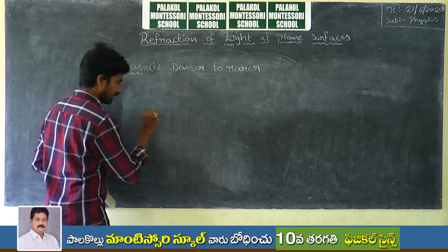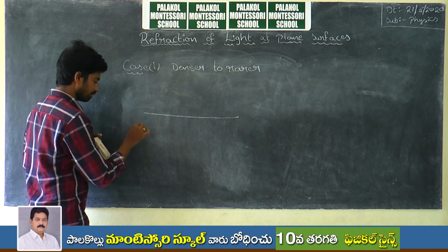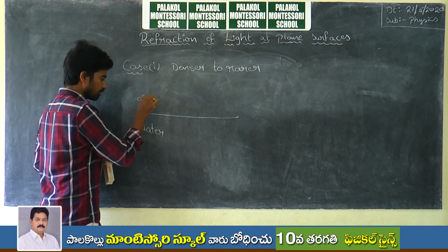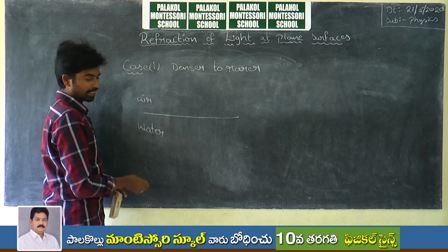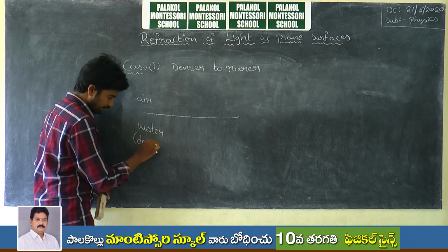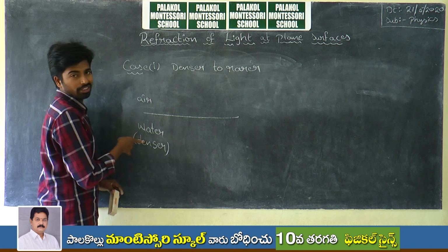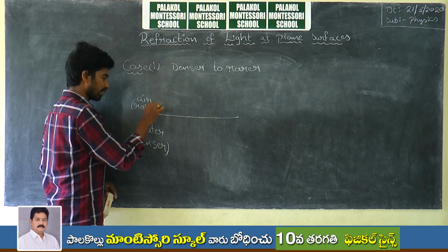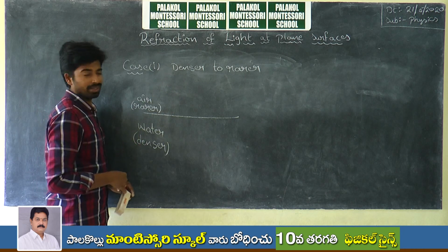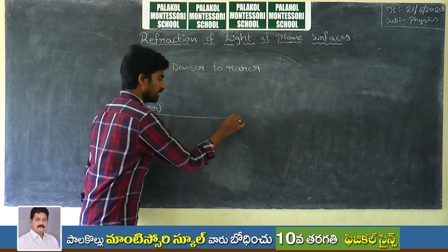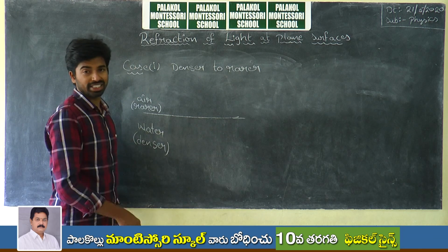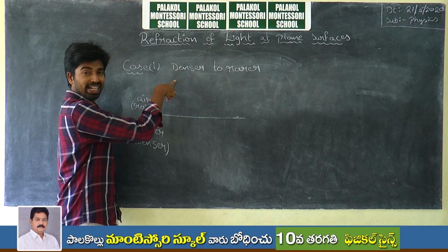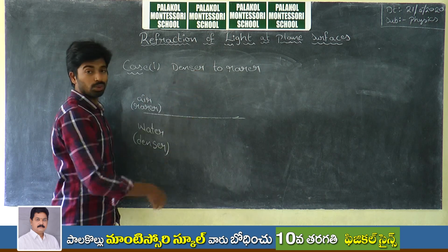So I have considered two mediums: one is water and the other is air. Since water has high density, it can be called the denser medium, and compared with water, air density is very low, and hence it is a rarer medium. Denser means high density medium, rarer means low density medium. Here, this is the boundary separating the two mediums.